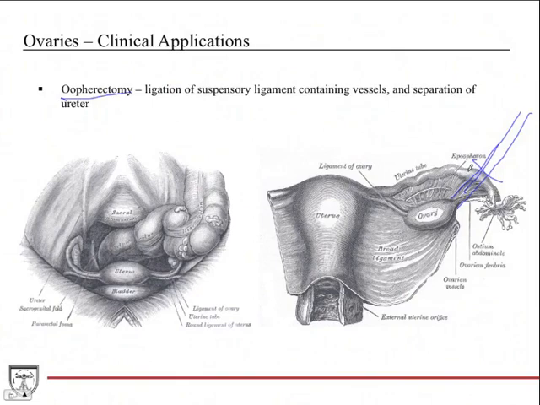Now, what's important, and this is very high yield for board examinations, is you have the ureter, which travels just posterior to the suspensory ligament. So what a surgeon's going to want to do is to first isolate this ureter, which is traveling retroperitoneally, so that they can cleanly ligate the suspensory ligament without damaging the ureter.